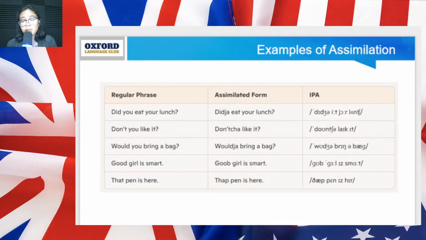Try saying this several times, focusing on the quick blended sound. Hey, did you see her yesterday? Hey, did you see her yesterday? Now feel how your tongue smoothly transitions to the J sound.